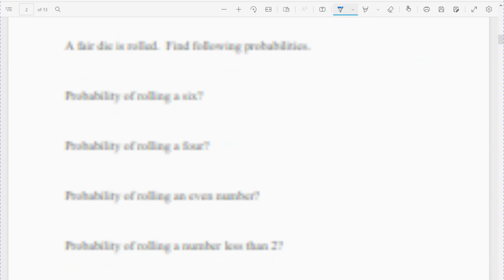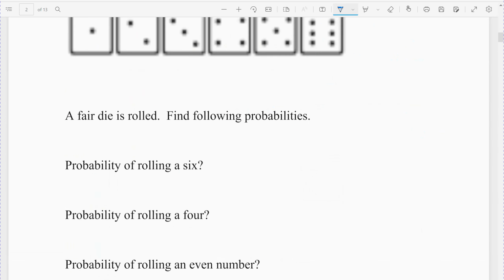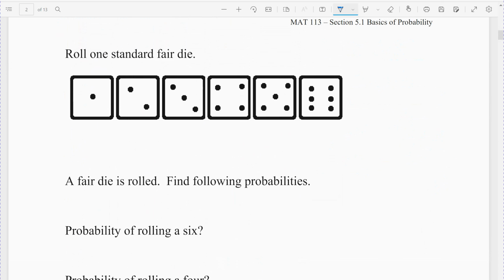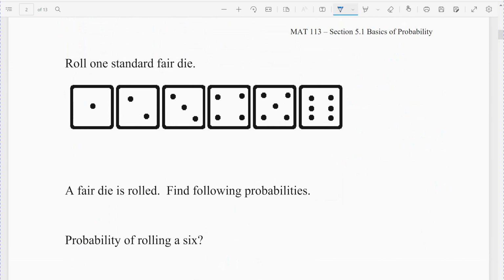All right, the second example I'm going to look at in this set of notes is, again, we typically do flipping coins, rolling dice, picking from a deck of cards, and things like that. Picking people out of a group and things like that are typical basic probability types. All right, so the next one, if we roll a standard fair dice.